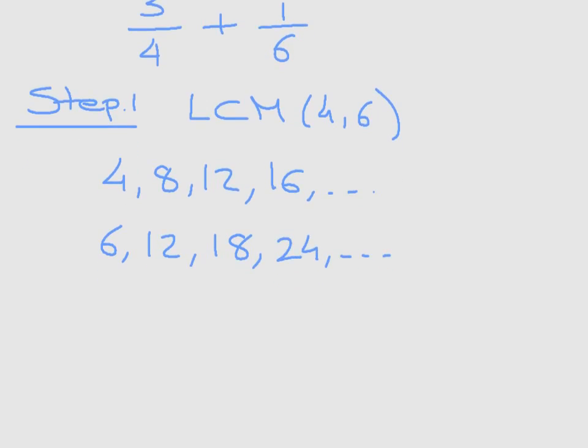Now, looking at these two lists, we can see that the least common multiple is clearly 12. And so we can write below: LCM of 4 and 6 is equal to 12. And that's our first step done.